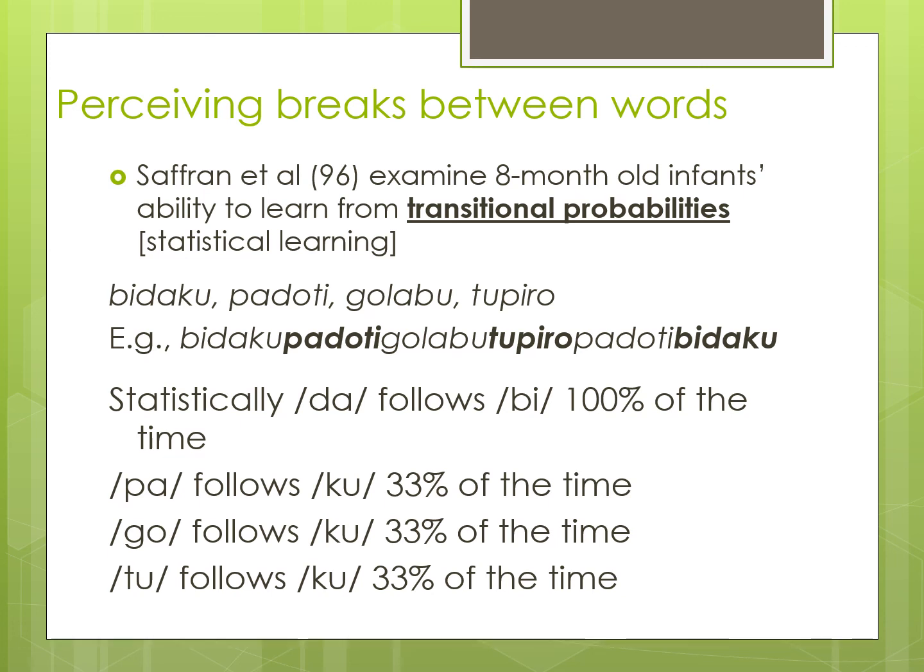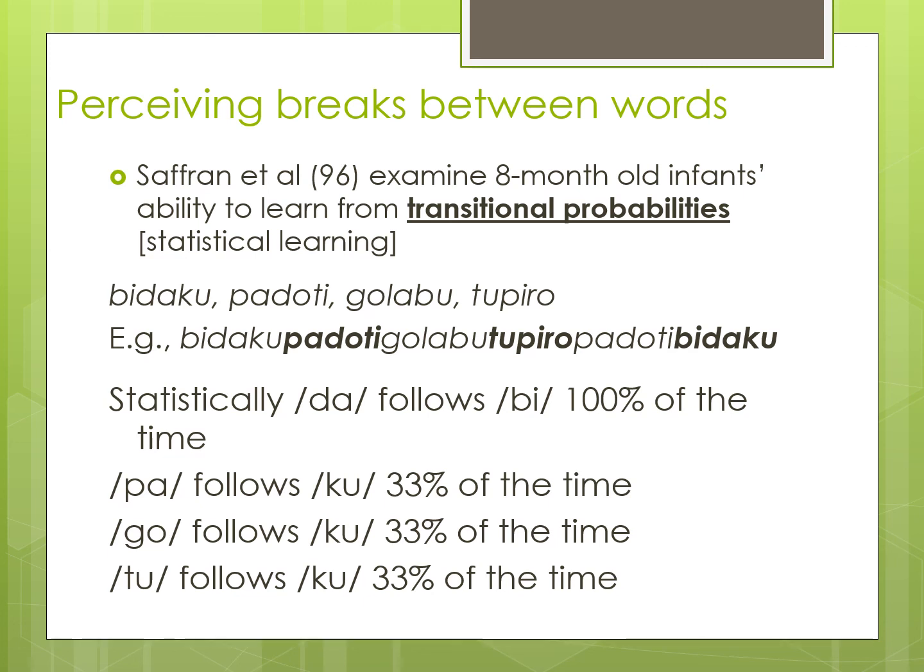I went over this in speech perception because it's one of my favorite studies, where I really like nonsense words and so forth. So they went through Bidaku, Padoti, Golabu, Tupiro as their 4 new words, and then they put those together randomly so that statistically, if I'm hearing Bidaku, and you can see that the syllables are all different for each of the words, there's no repeating syllable in any 2 words. Bidaku, da is going to follow bi 100% of the time, ku is going to follow da 100% of the time, and that's my word Bidaku.